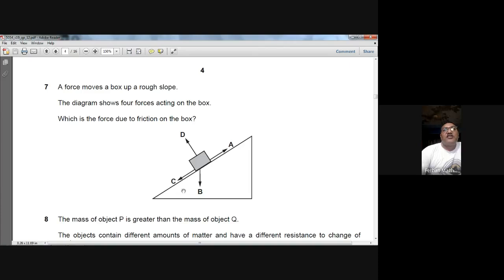So C is the friction on the box, because friction is always opposite to the motion, and the box was going up on the ramp. So that's why the friction will be on the ramp in the backward direction. So C is the frictional force. I hope you understand. C is the option for question number 7.